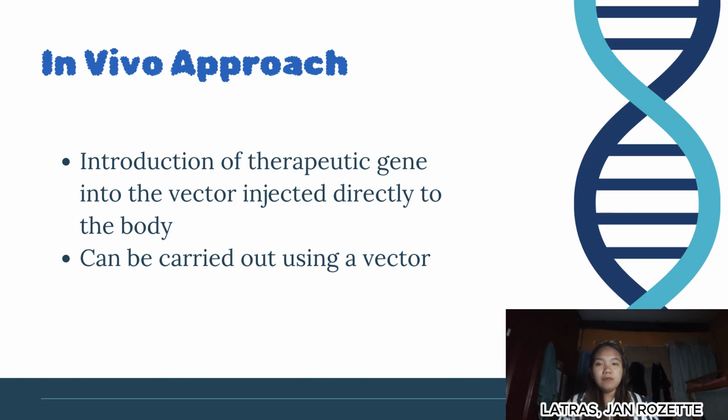Second approach would be the in vivo approach. It is a method where therapeutic genes are delivered directly into the patient's body to correct or replace a faulty gene, often using a vector like a modified virus. Unlike ex vivo therapy, where cells are modified outside the body and then reintroduced, in vivo gene therapy skips that step. The genetic material is introduced straight into the body using a vector.